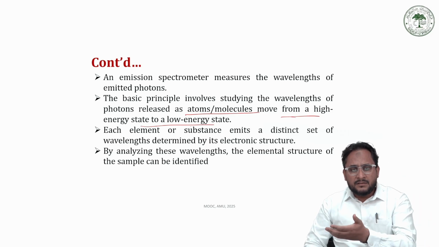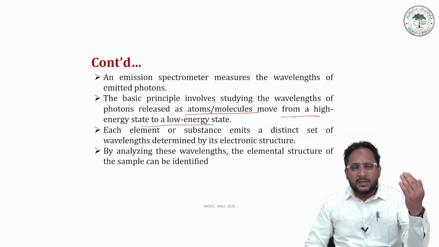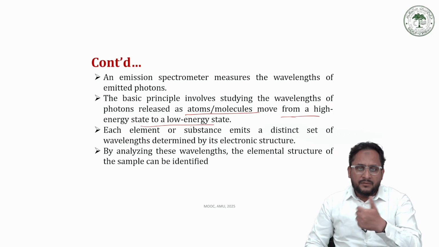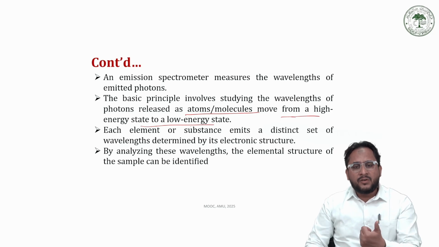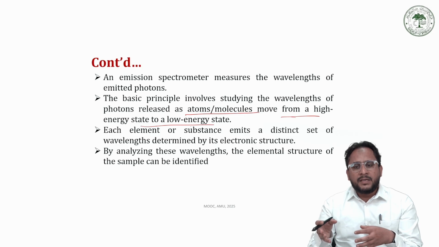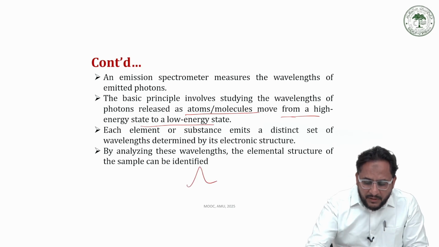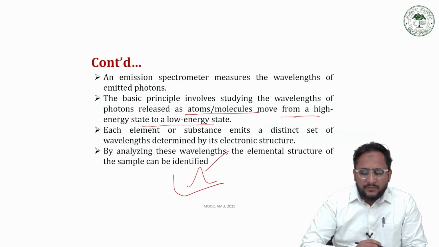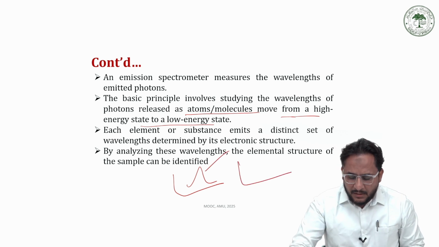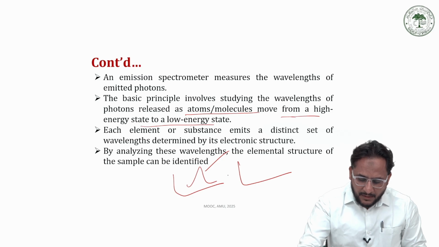If the light intensity is more, then that means that more atoms are coming from the excited state to the ground state, and that ultimately determines their concentration. So by measuring the amount of light, we can determine the concentration, and by measuring the wavelength of light, we can identify its structure.